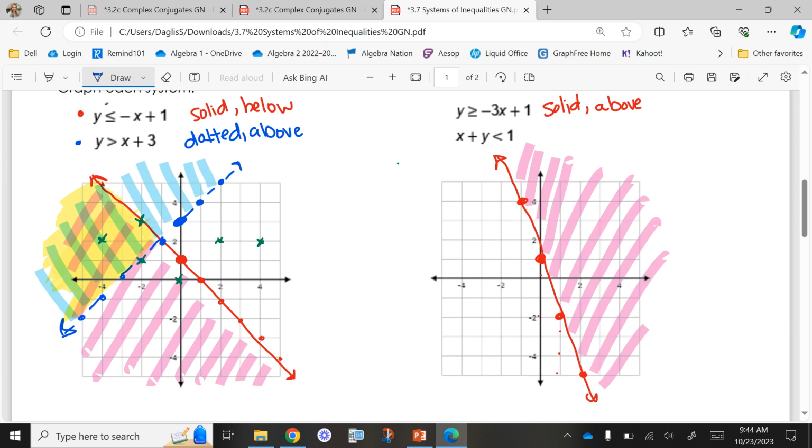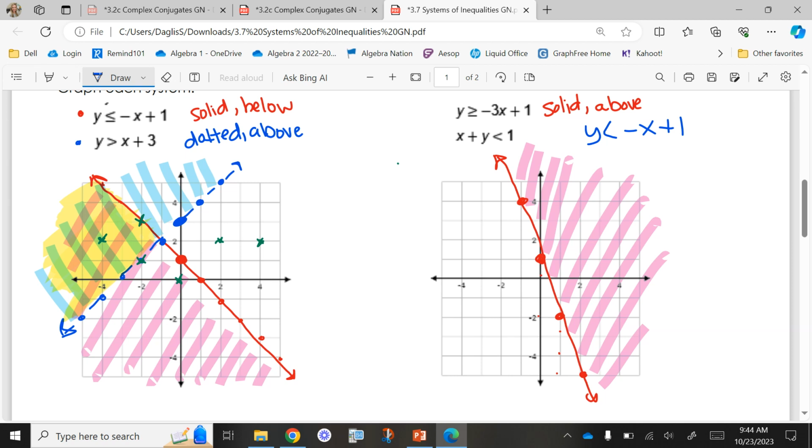All right, our next one is x plus y is less than 1. It's different. It's in standard form now, not y-intercept form. So what should we do? Subtract that x. So we have y, now we have negative x plus 1. Is that going to flip my sign, subtracting the x over? No. It only flips if we multiply or divide by the negative 1.